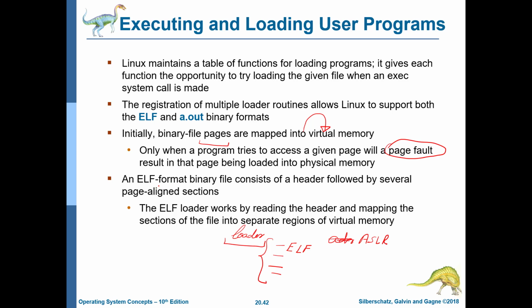The ELF format binary file, which is by far the most popular, consists of several sections. The sections are aligned to pages, so we would never have the text section straddling two pages. That's not going to happen. The ELF loader will essentially work by reading the header and mapping the sections of the file to regions of virtual memory.